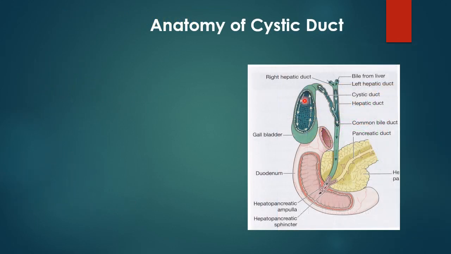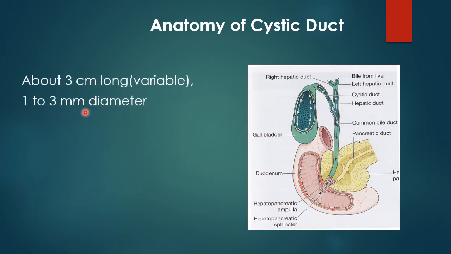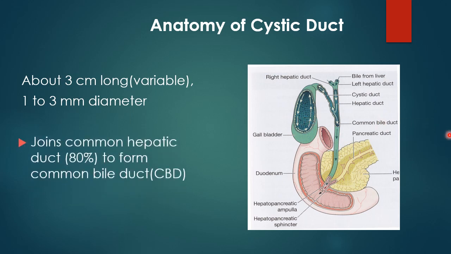Okay, the cystic duct is another small structure. It's about 3 centimeters long, which drains the gallbladder contents into the bile ducts. So this is a very small duct, 3 centimeters long, 1 to 3 millimeters in diameter. In the vast majority of patients, it joins the common hepatic duct to form the common bile duct. And this junction is usually located above the duodenum.